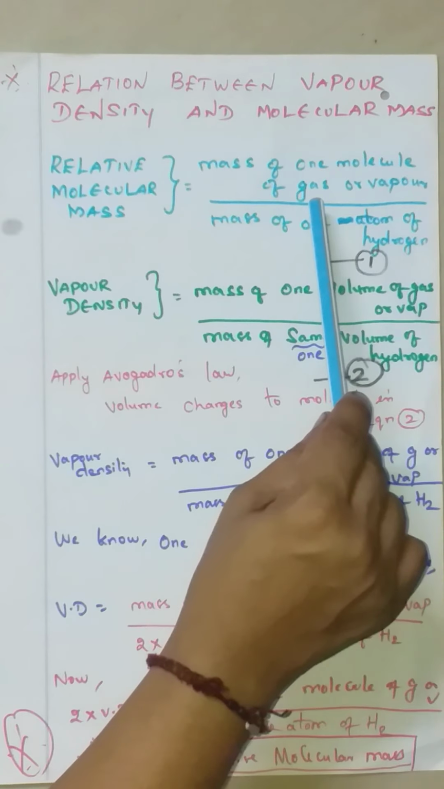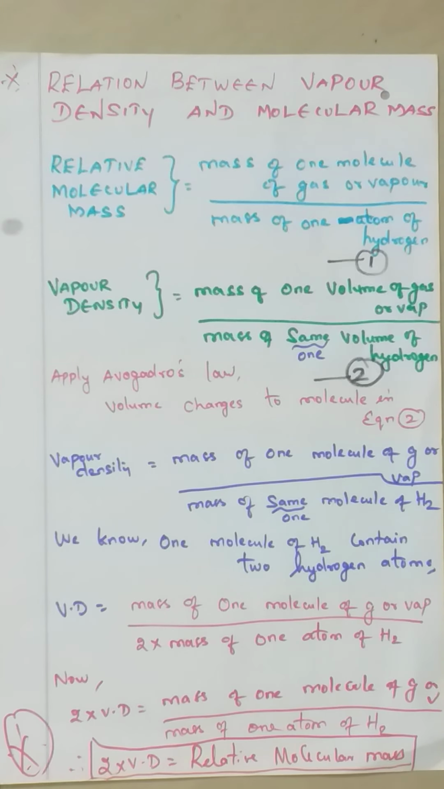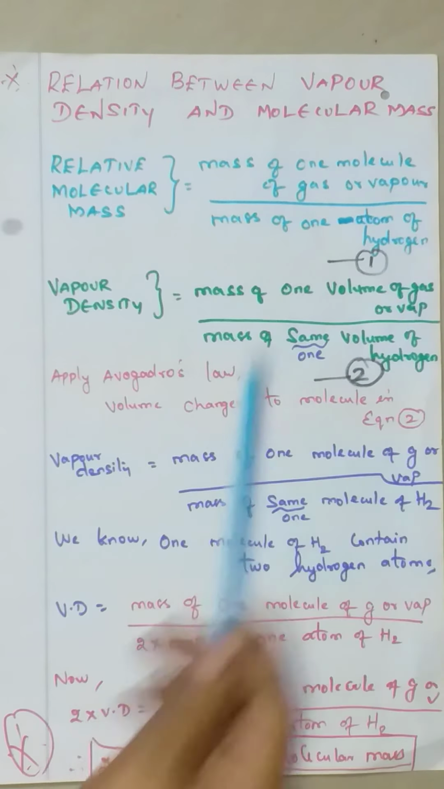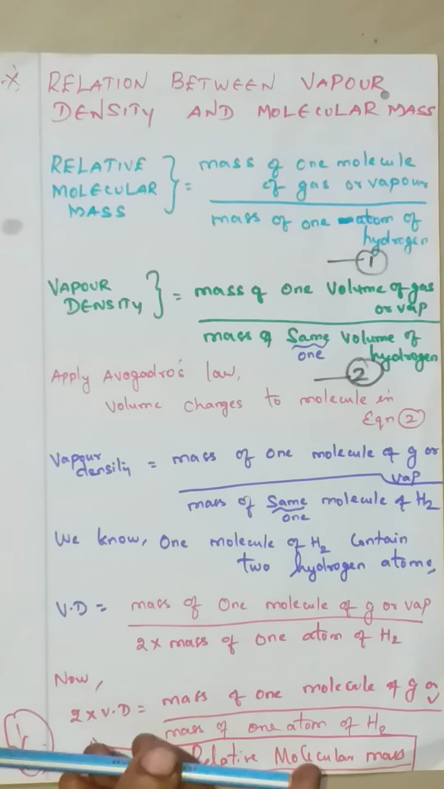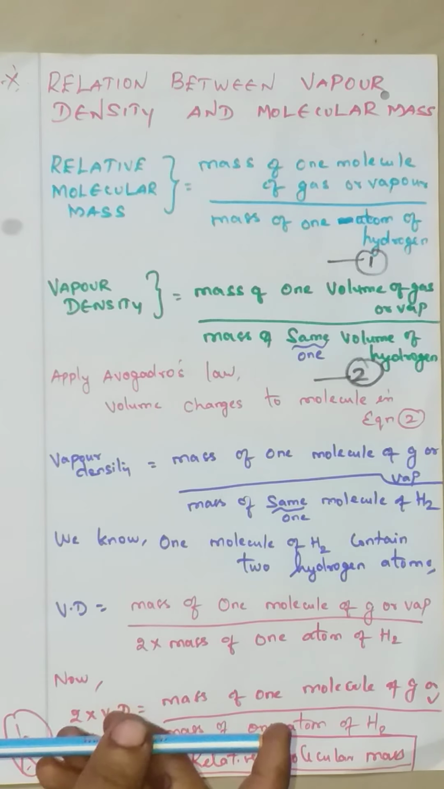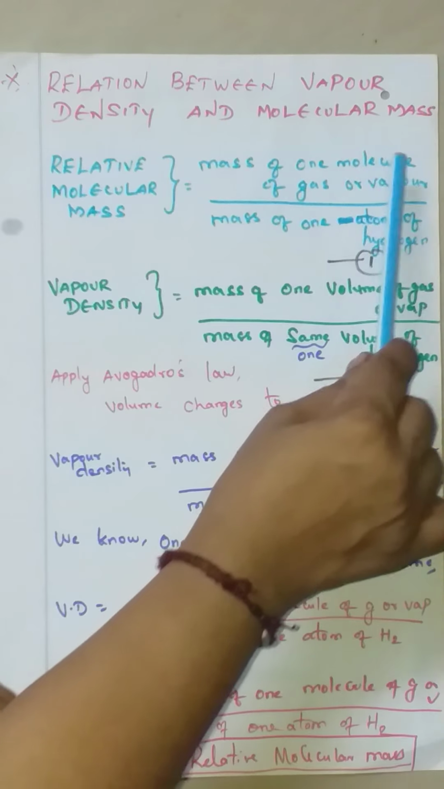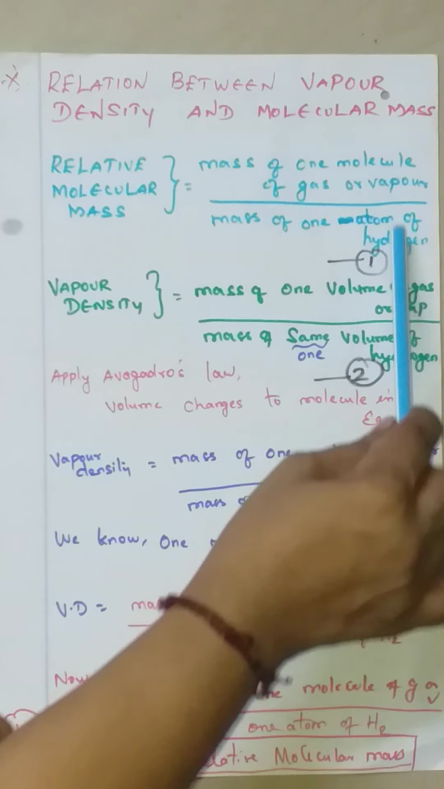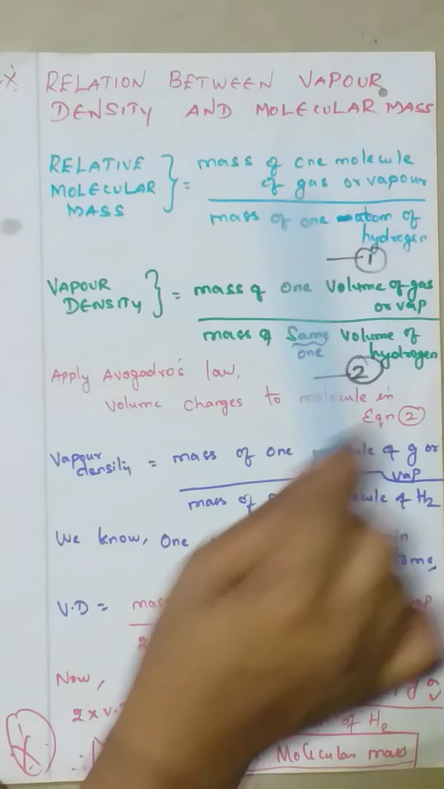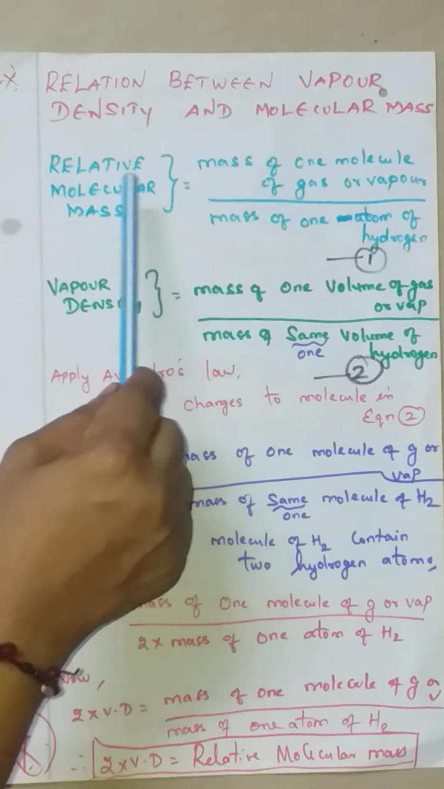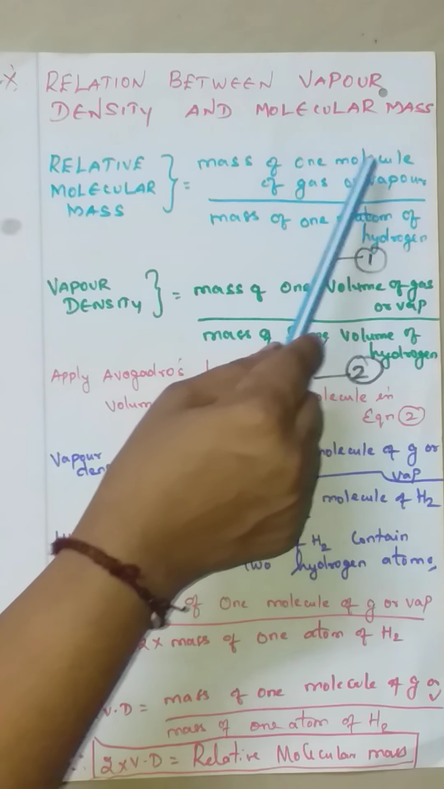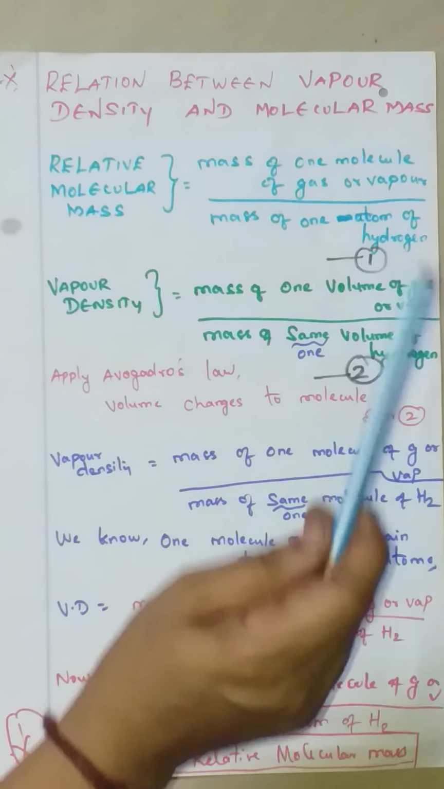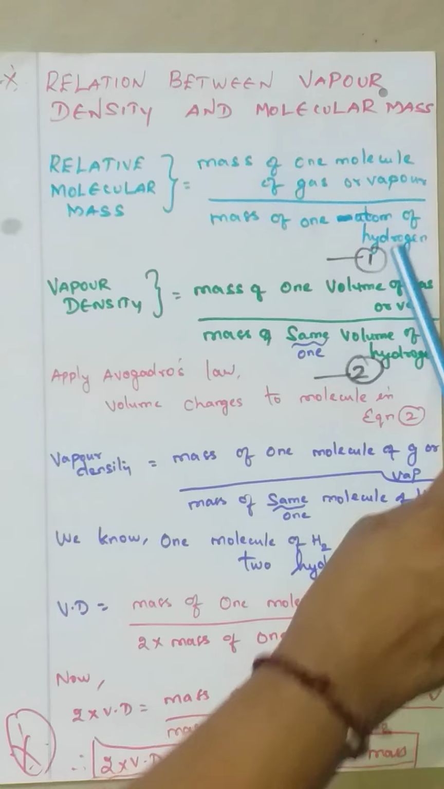We have to take any gas, hydrogen or chlorine or oxygen or any gas. That means if you take one molecule of hydrogen or oxygen gas, we have to take its weight. So it is the mass of one molecule of gas or vapor divided by the mass of one atom of hydrogen. Keep this point as the first equation.